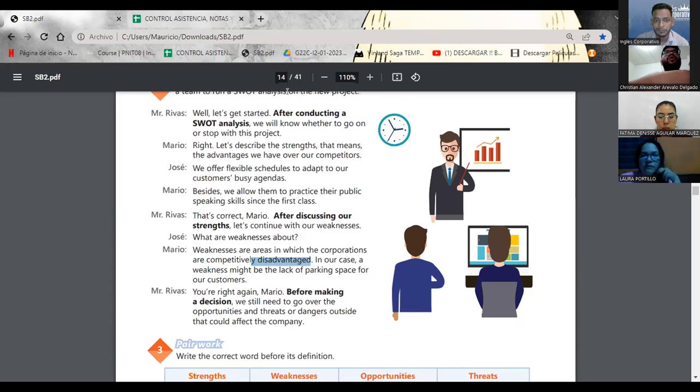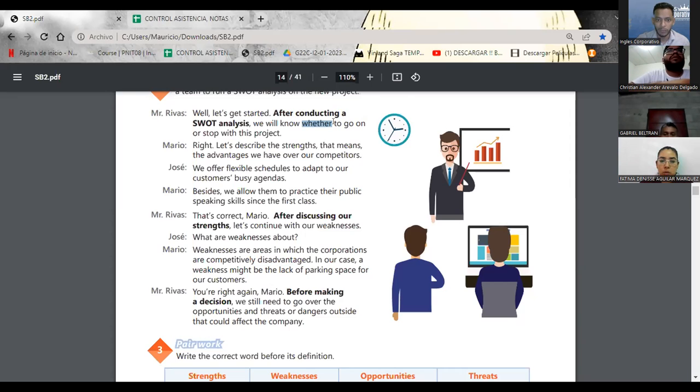What is the meaning of whether to go on? Whether, in Spanish, is si. It's two words: whether is one and or is the other one. They go together. It's like, sabremos si continuar o detenernos con el proyecto. That's whether. Whether usually goes with this conjunction, or: whether or. All right? More questions, people?